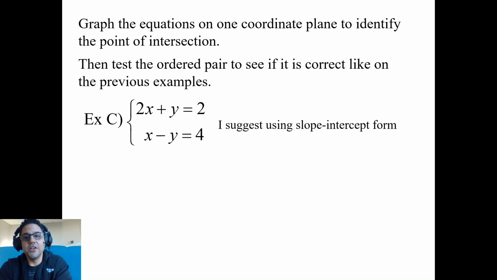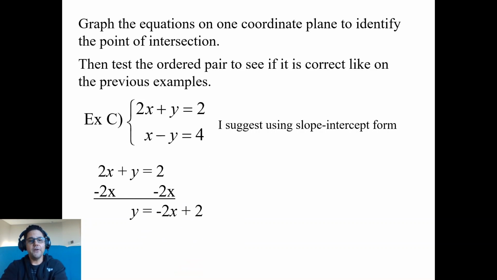All right, slope-intercept form. My first equation, I want y equal. So in other words, I got to move my 2x to the other side. I do that by subtracting. And if you notice, I have y equals, which means I get to stop there. I don't have to divide because my goal is to isolate y. y is equal to.